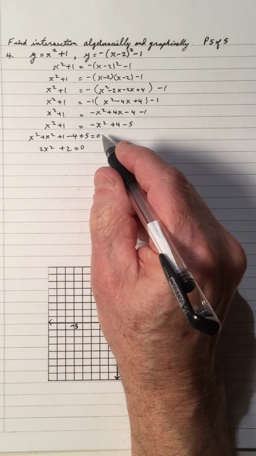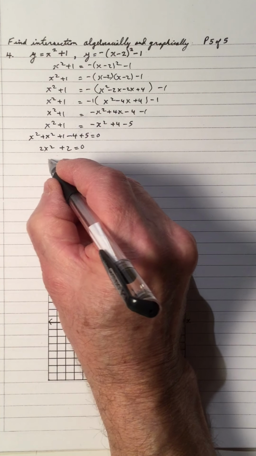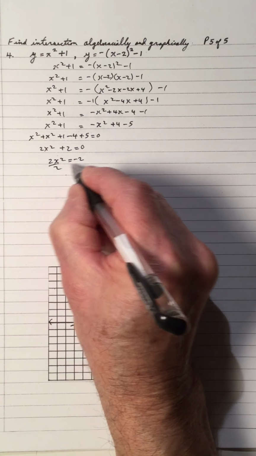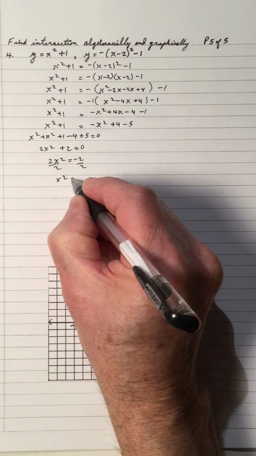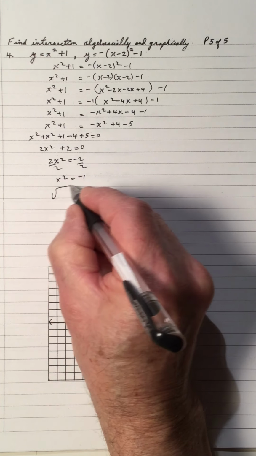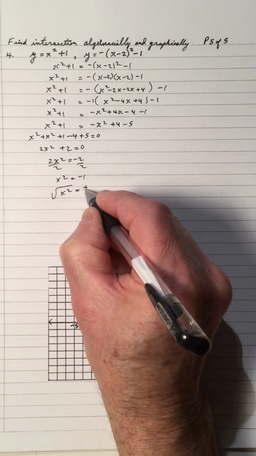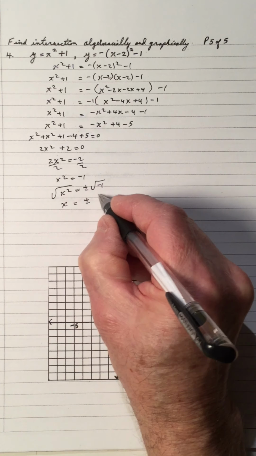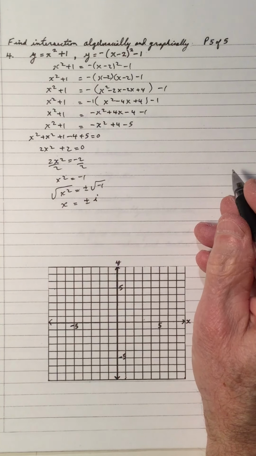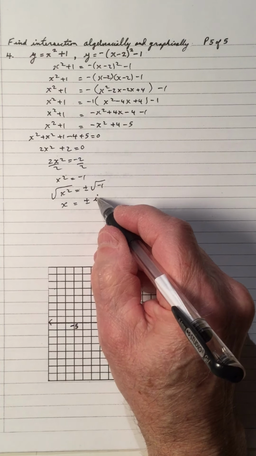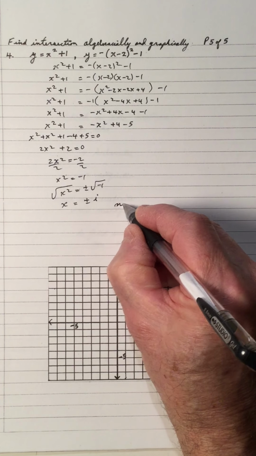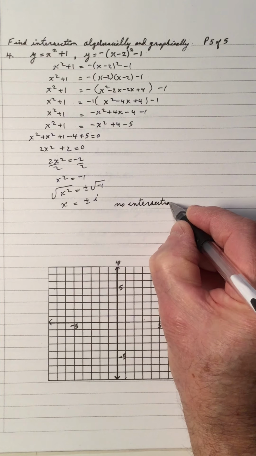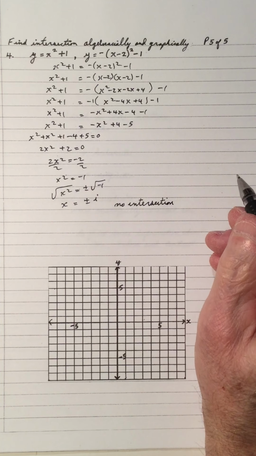So I have a quadratic and I'm going to have to solve, so it's easy. Take the 2x squared equals negative 2, divide by 2, x squared equals negative 1. Square root of x squared is plus or minus the square root of negative 1. x equals plus or minus i. And I have an imaginary number. That means that there's no intersection. These two parabolas do not intersect.